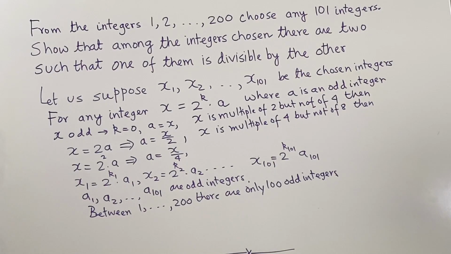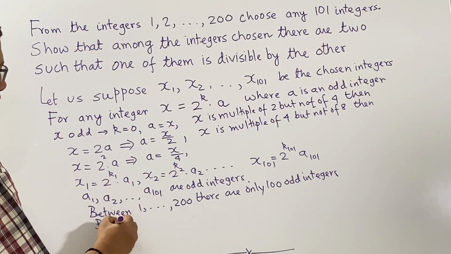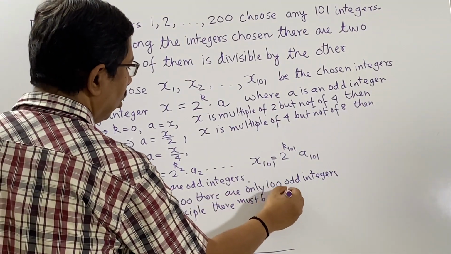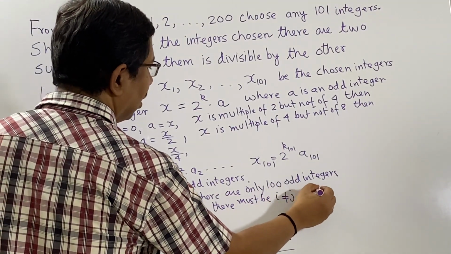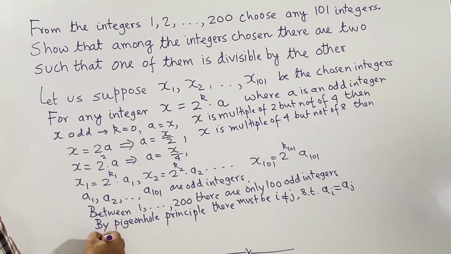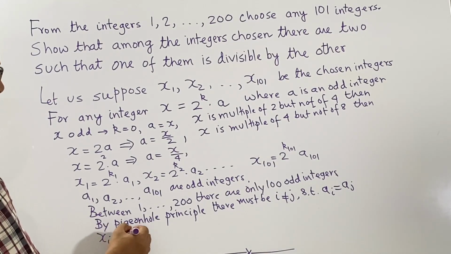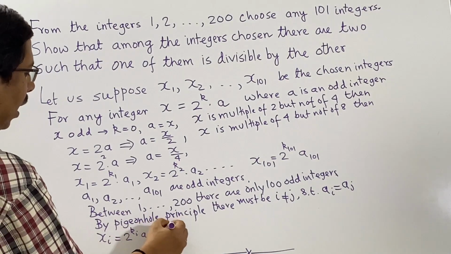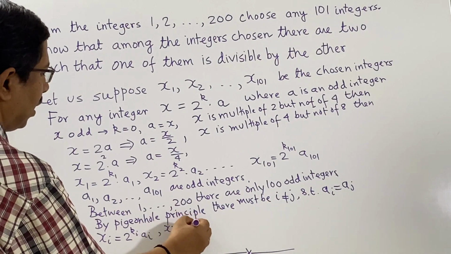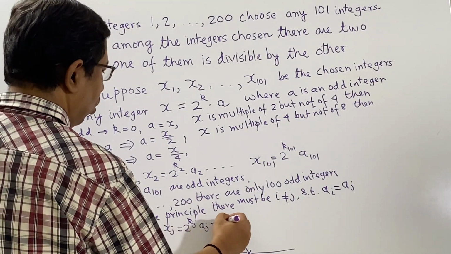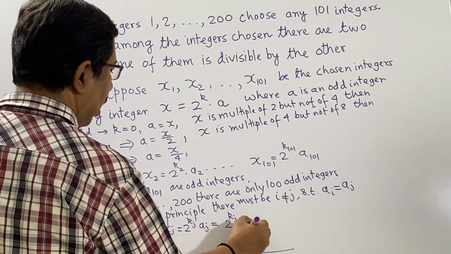This is basically an application of the pigeonhole principle. So we can write that by the pigeonhole principle, there must be i not equal to j such that ai is equal to aj. Now consider xi, which is 2 to the power ki into ai, and xj, which is 2 to the power kj into aj. Since aj is equal to ai, we have 2 to the power kj into ai.